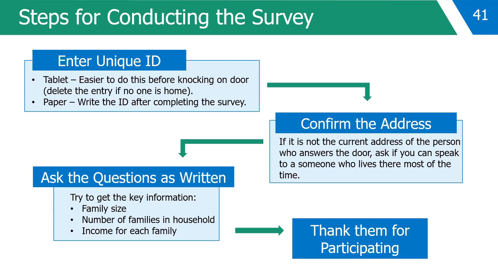Next, you're going to go through each of the questions as written. And the key information when you're doing an income survey is the family size, number of families, and the income for each family. If they give you monthly income, you can write that down, or you can do some quick multiplication. Most of these are programmed to use annual income in the processing tools. Once you've completed the survey, thank them for participating, and then you will move on.